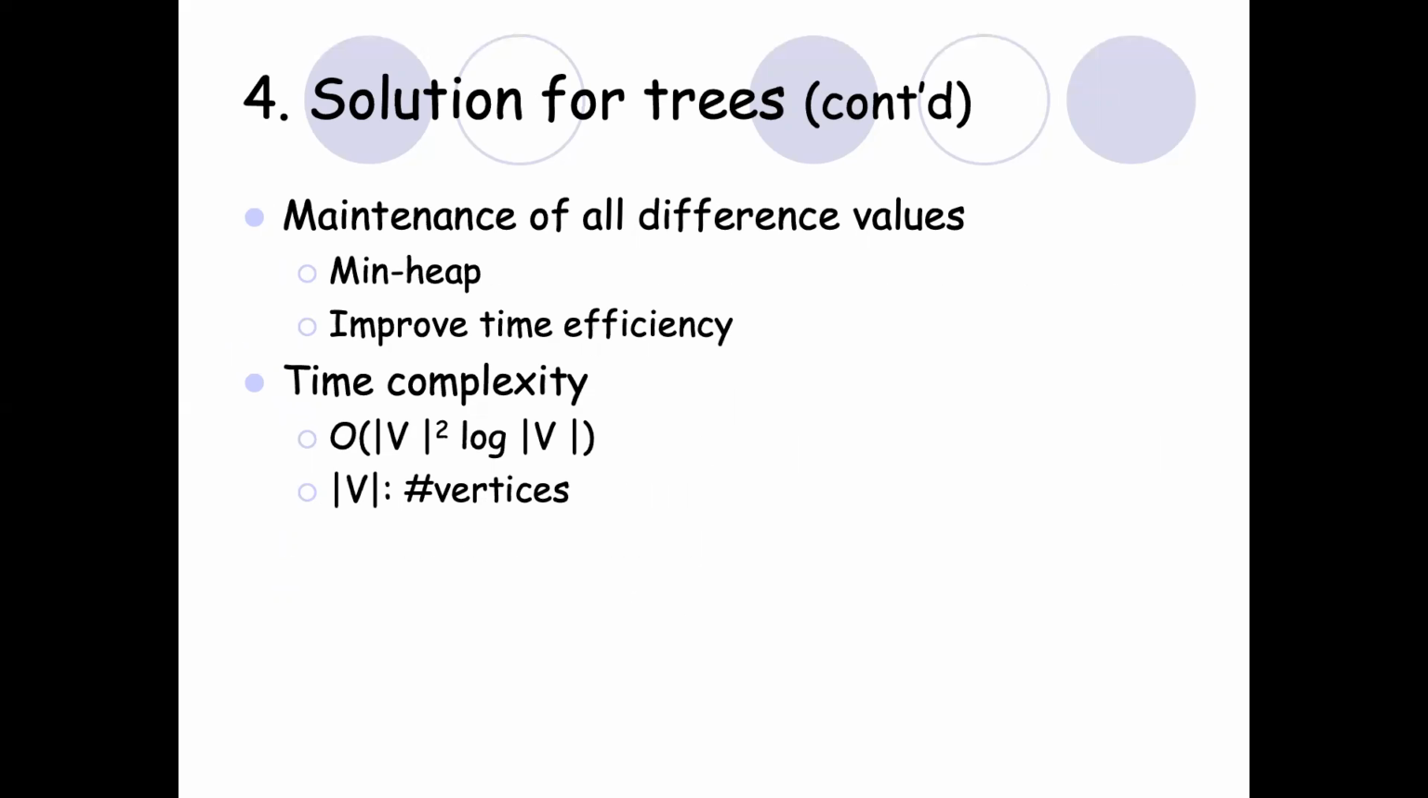In order to improve the time efficiency, we use the min heap to maintain all the different values. By using the min heap, the time complexity here is V squared times log V, where V is the number of vertices.